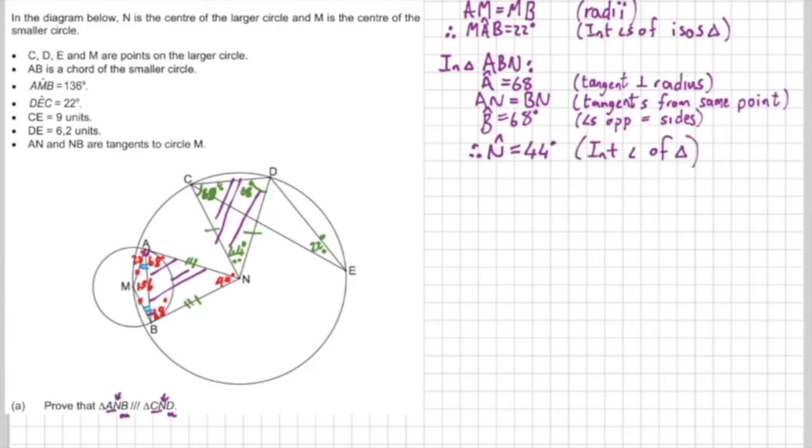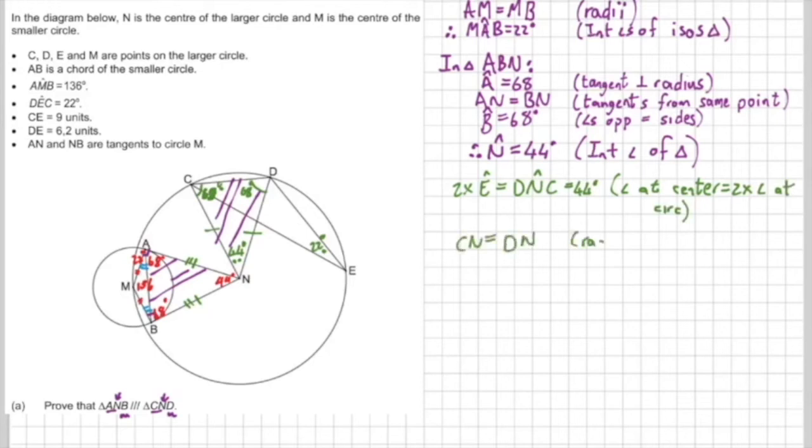Now I need to move over to the second triangle and see how do I work in CND. Well, first of all, I know that 2 times angle E is equal to angle DNC. So it's 44 degrees because of angle at center equal 2 times angle at circumference. Next up, I know that CN is equal to DN because of radii. And therefore, angle C is equal to angle CDN, 68 degrees, interior angles of an isosceles triangle. Just have a quick look. I didn't say just angle D, I said CDN. Because I didn't specify that I'm working in a triangle CDN. Be careful of your way of writing.